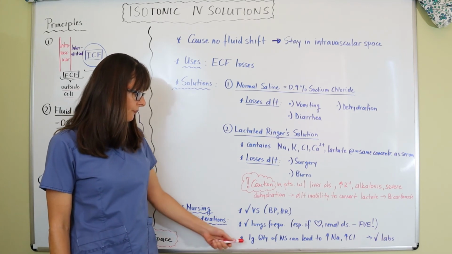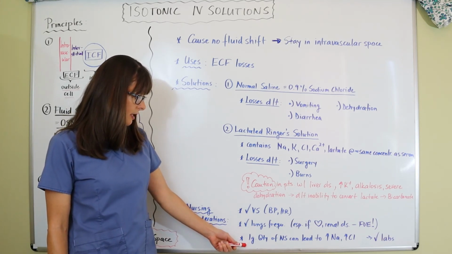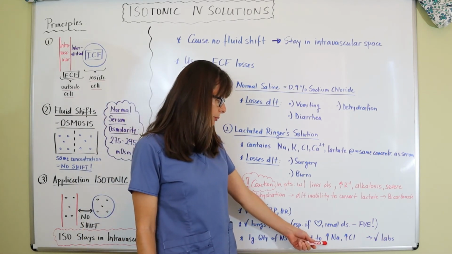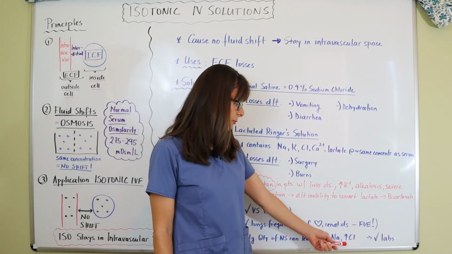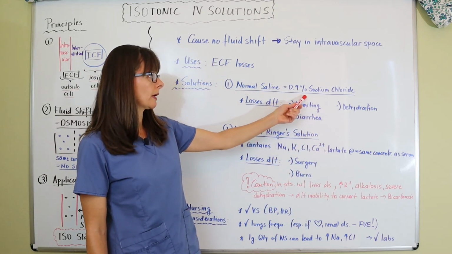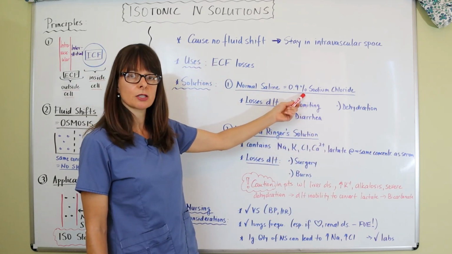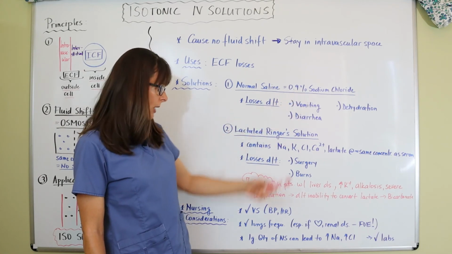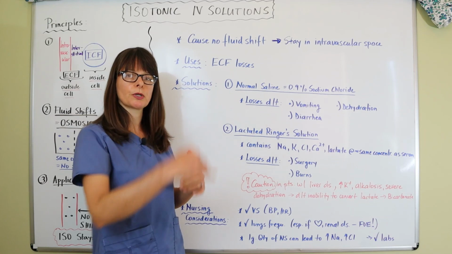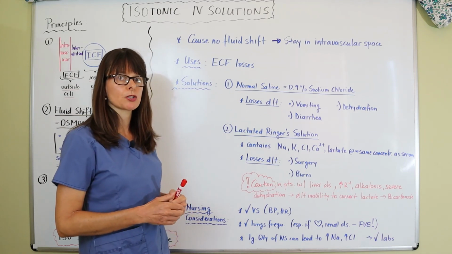And then very large quantities of normal saline administration can lead to hypernatremia and hyperchloremia, because we're giving the patient extra sodium and chloride, which is actually a higher concentration than the serum usually had. So if we give them extra large quantities, it can just make their sodium and chloride levels that much higher.